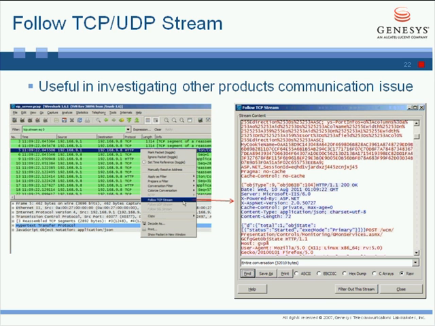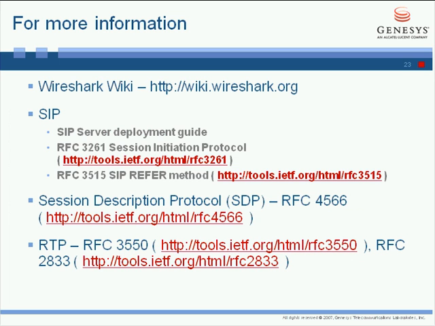If you do need any further information, the Wireshark guys maintain a wiki page. This is http://wiki.wireshark.org. But also, if you need some more information about the VoIP protocols that Genesys uses, there is a simple, short guide on the SIP protocol itself at the end of the Genesys SIP Server deployment guide. You can read through it.